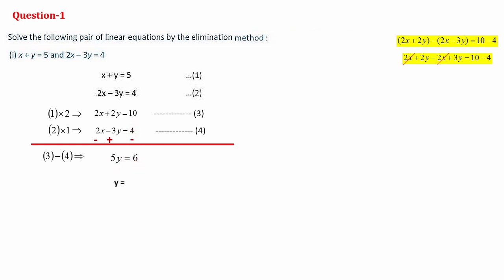So y is equal to, it's quite familiar for us, 6 divided by 5. Here once again I tell you, plus 2, and this is the new sign you are going to take, plus 3. This sign we will not take. So plus 2 plus 3. Y means here it is 2y plus 3y, that's why. So from here y we have got as 6 by 5. This is the elimination method.